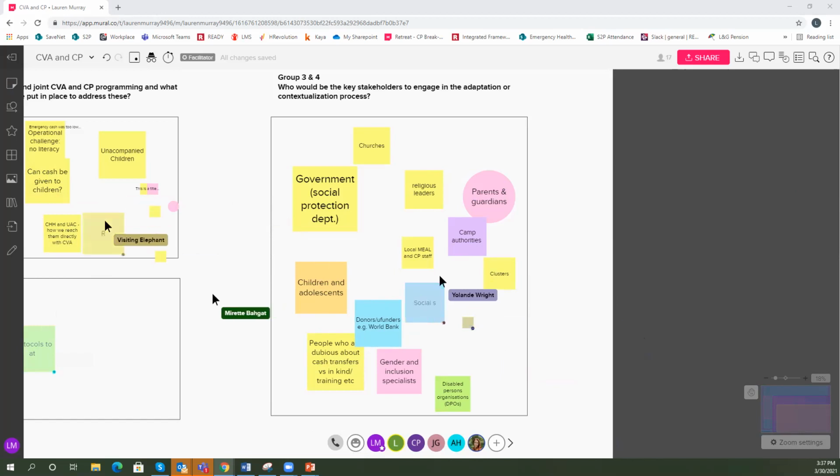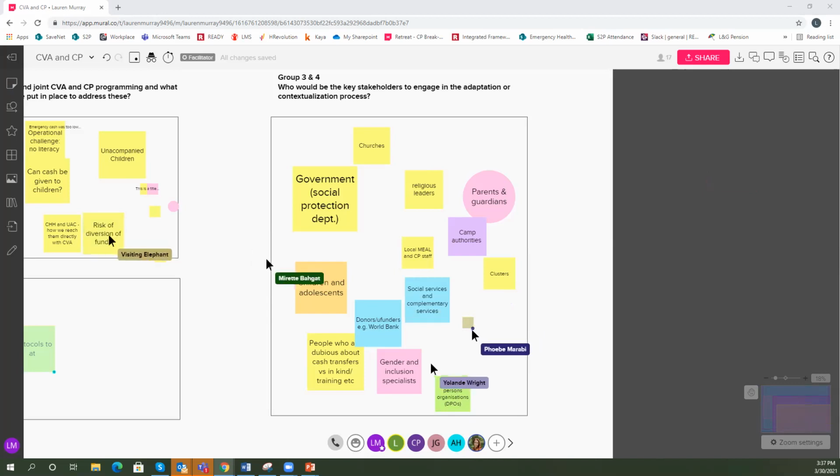Yeah, absolutely. So my question was, we're looking at stakeholders now engaging in the adaptation and contextualization process. Are there any other stakeholders you would want to engage if we're using the tools and we start to identify risks, that you would want to engage at that point to look at mitigation measures? I hope that was a bit clearer. Yeah, I found something to respond to that, Lauren, about social services and complementary services.